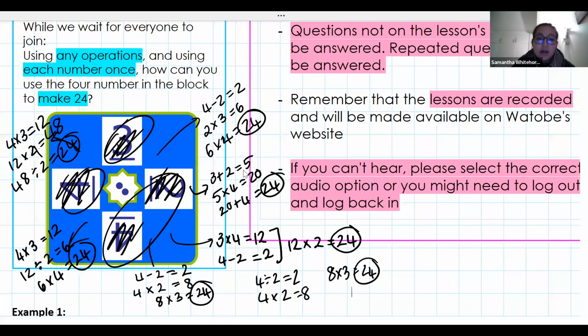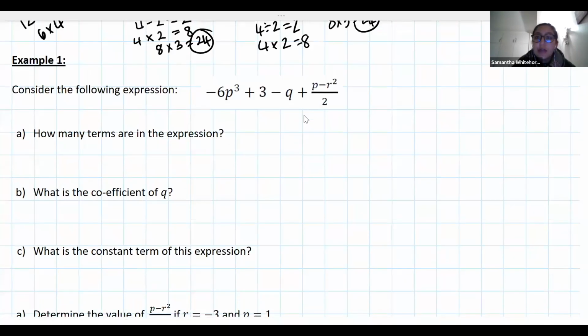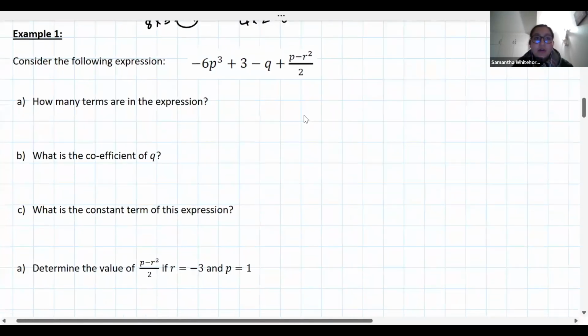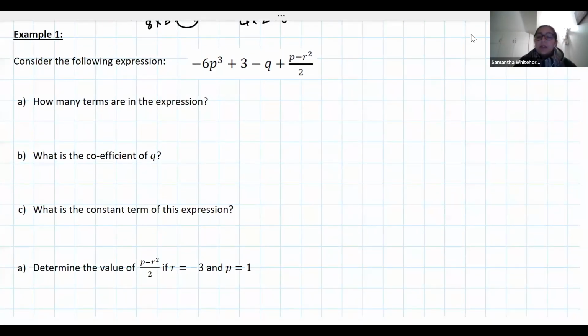Okay, but let's get into our algebra. So our very first question, nice and straightforward, nothing too complicated going on in example 1. And the reason I've started with this is because this is one of those questions that we will generally ask because it's a way to test your understanding of terminology. And it's a question where you should be getting the marks.